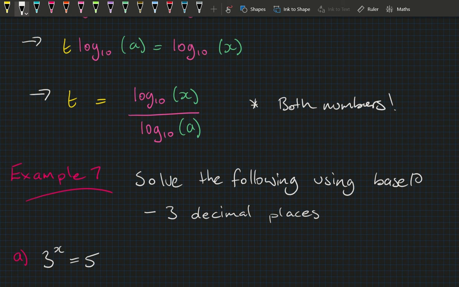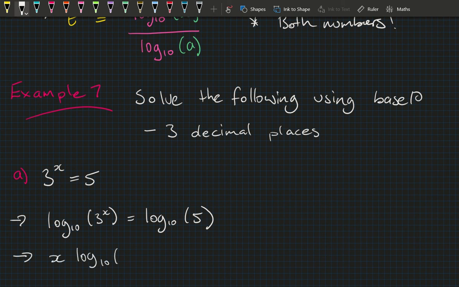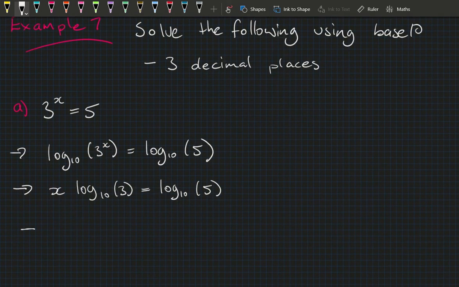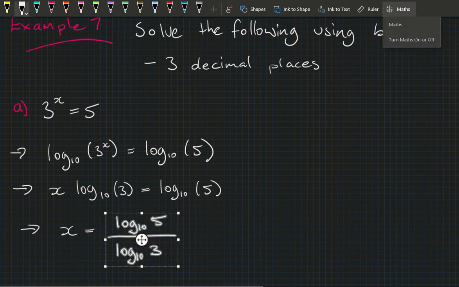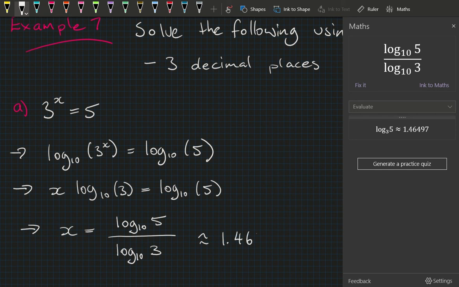All right, let's keep moving and apply log base 10 to both sides. And using law 3, we can make that x times log base 10 of 3 equals log base 10 of 5. And that means that x has to equal log base 10 of 5 divided by log base 10 of 3. So let's check that out on the calculator. So sure enough, it's between 1 and 2. We've got 1.464, so that's 1.465 when we round it off to 3 decimal places.